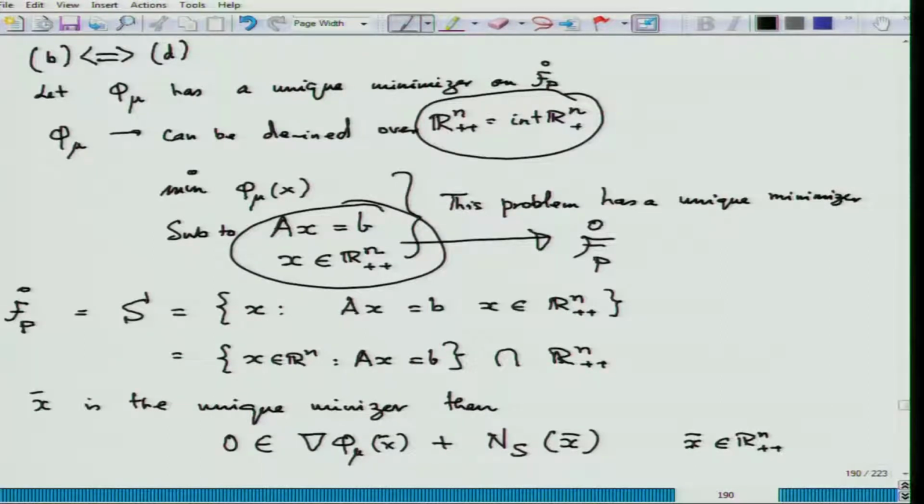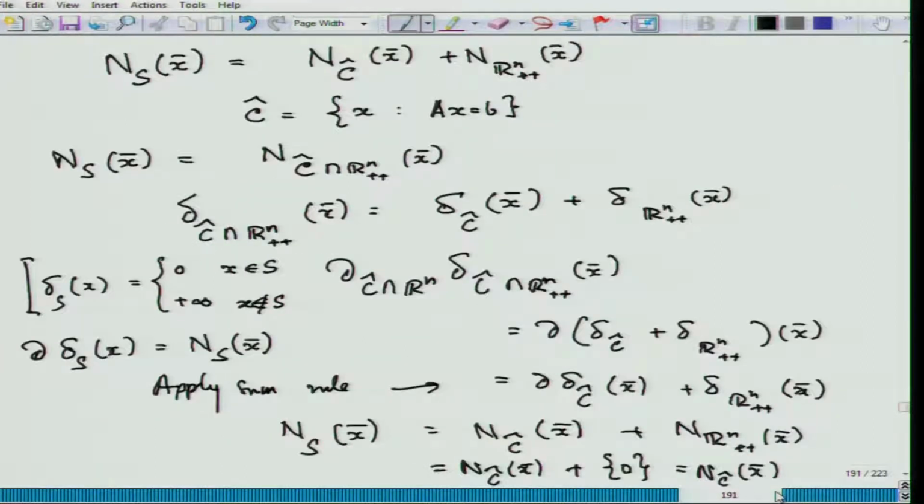Since x bar is a unique minimizer, then the optimality condition, which of course is an if and only if condition, holds. Then actually we can show that this is equal to this plus this, where C hat is this.